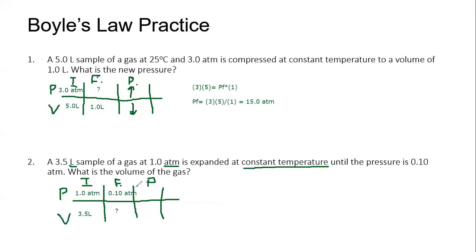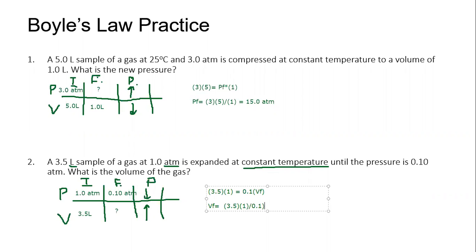So our prediction: we notice that pressure decreases, so volume has to increase. Now when we set up our equation, we got 3.5 times 1 equals 0.1 times V final. And we get V final equals 3.5 times 1 divided by 0.1.